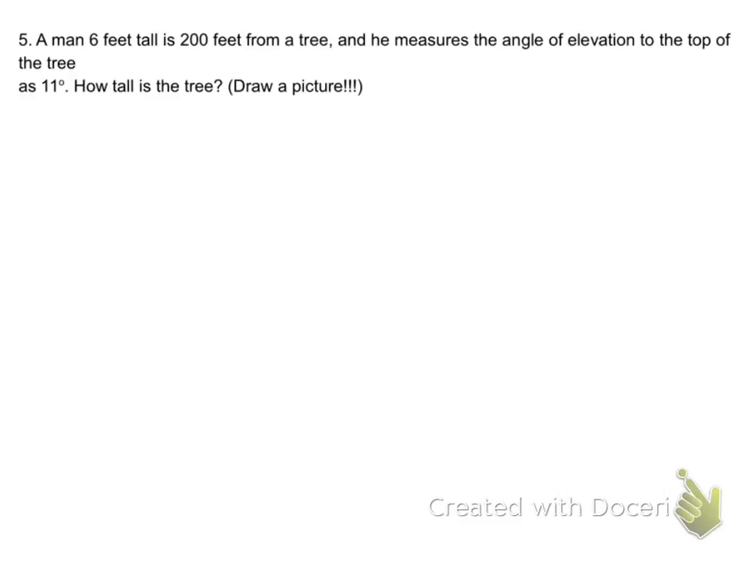Last problem that we're going to do together with this: a man 6 feet tall is 200 feet from a tree, and he measures the angle of elevation to the top of the tree as 11 degrees. How tall is the tree? You may want to draw a picture to demonstrate this.